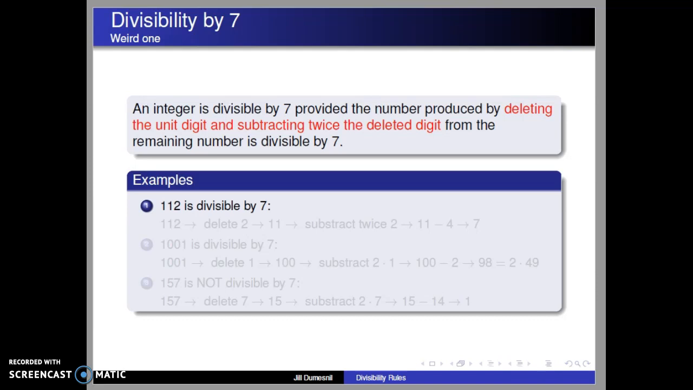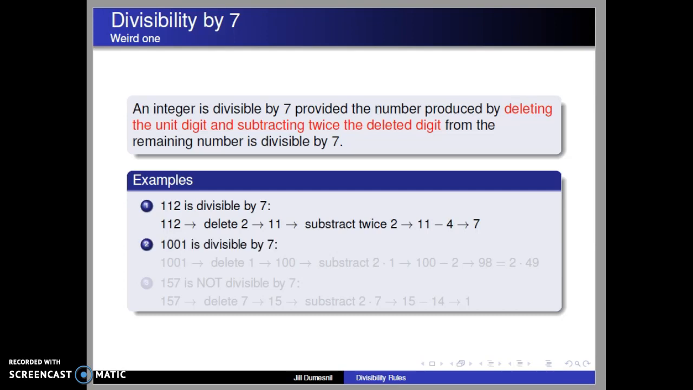112 is divisible by 7. To see this, we take 112, delete the 2, this produces 11. Now we subtract twice 2 from 11. We get 11 minus 4, which equals 7, a number that is clearly divisible by 7. Therefore, our original number, 112, is divisible by 7.